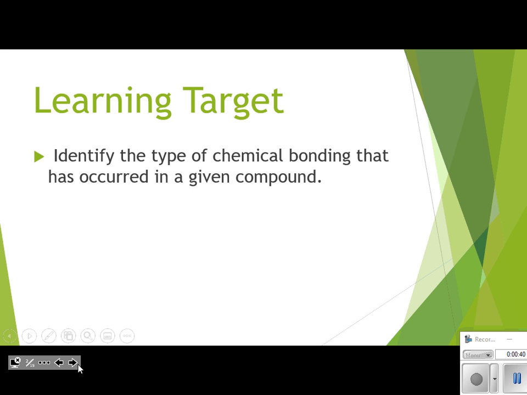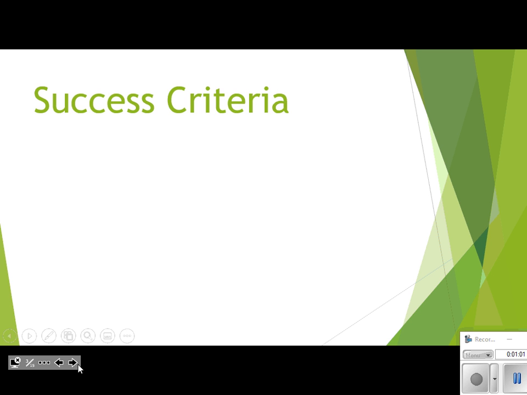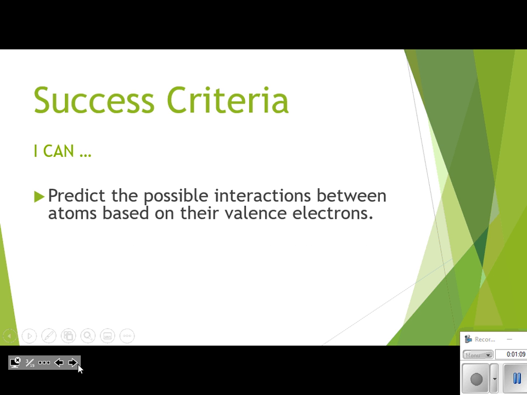Now, we're going to go over several different days' worth of this learning target. This electron dot notation just falls into this learning target. Now, let's see how we did when we wrote down the I cans in our notes, because that's my success criteria here. I can predict the possible interactions between atoms based on their valence electrons.